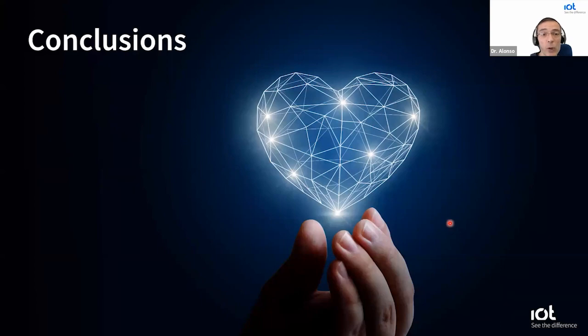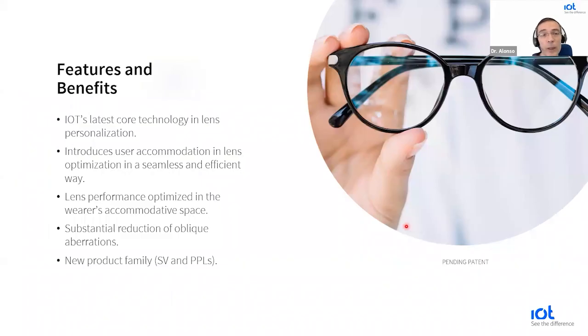And to finish, conclusions. IoT has developed a new technology that we call Digital Ray Path 2. It is our latest core technology in lens personalization, and it has two main features. It introduces user accommodation in lens optimization in a seamless and efficient way. The computation time has not increased in a significant way. Lens performance is optimized not just for a single object distance, but for all the wearer's accommodative space.